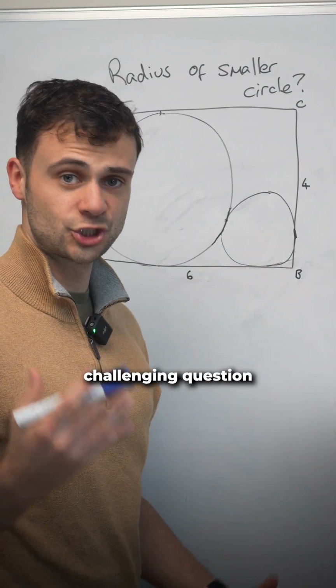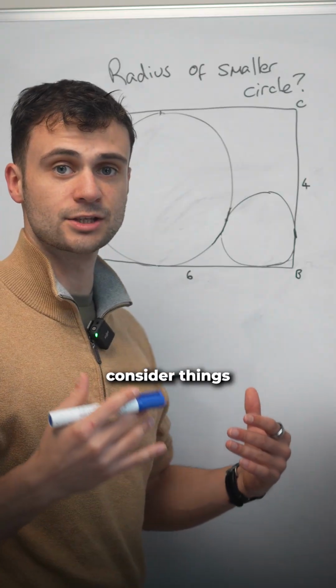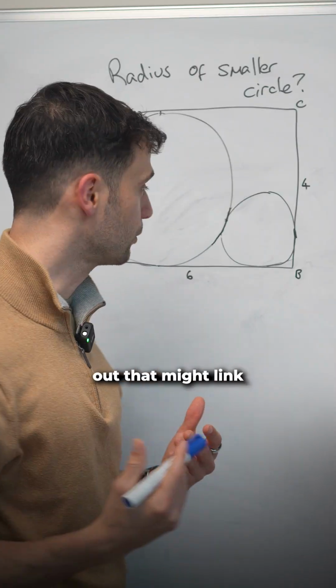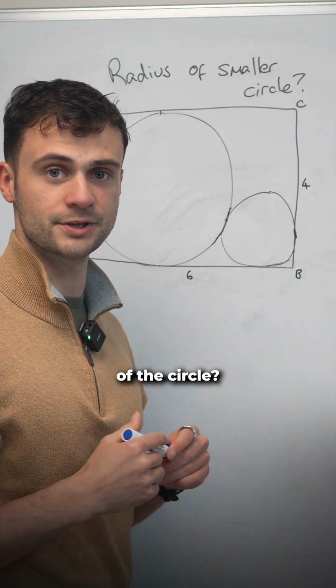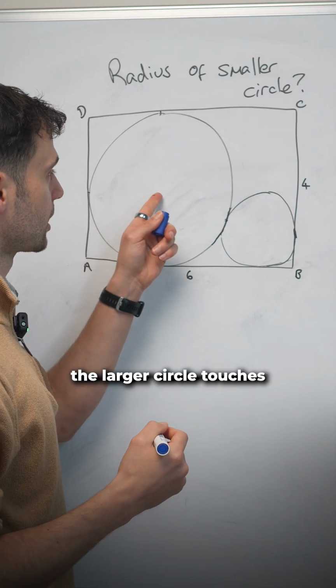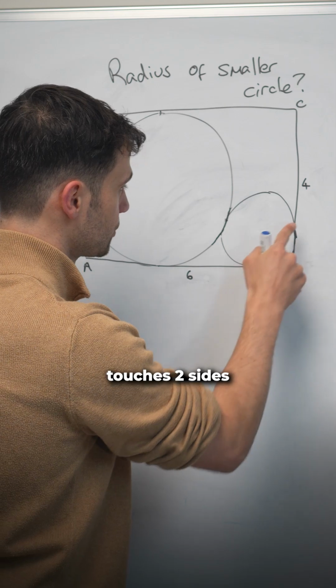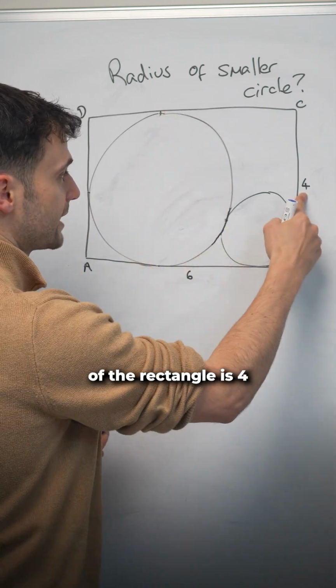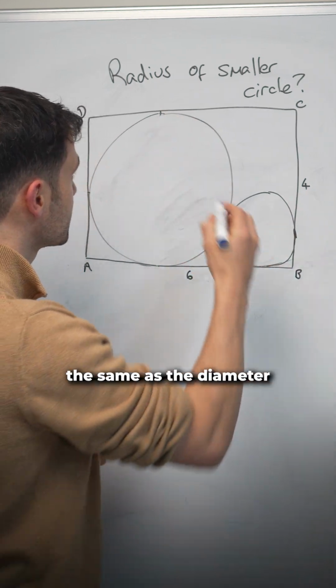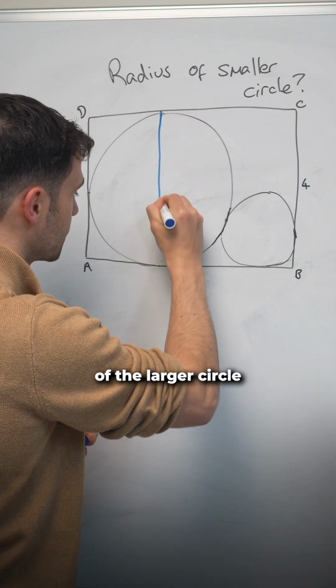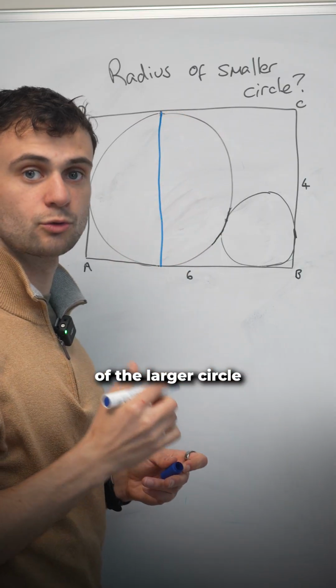When we start a challenging question like this one, consider the things that you do know. What can we find out that might link to the radius of the circle? We know that the larger circle touches 3 sides of the rectangle, and we know that the smaller circle touches 2 sides. And because we know the height of the rectangle is 4, that's going to have to be the same as the diameter of the larger circle. So the radius of the larger circle would be 2.